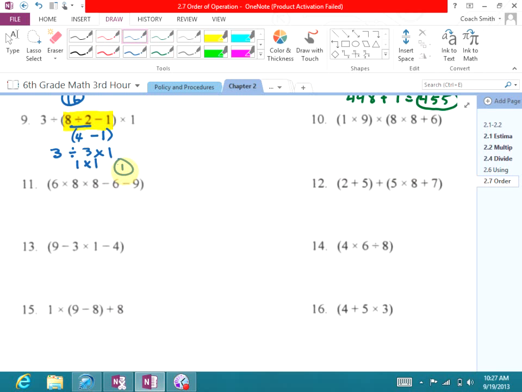Owen? 1 times 9. So we're going to do the 1 times 9 first, which is 9 times, now I have another parentheses. So in my second parentheses, 8 times 8 plus 6, what am I going to do first? Tristan?